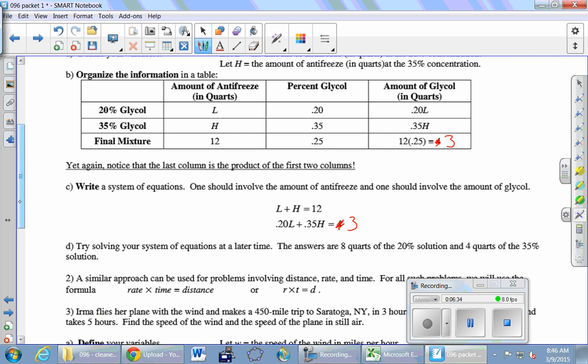So we're going to get our equations in the same way that we got them last class. Can somebody read the equation from that first column? L plus H equals 12. Everybody buy that? Add the two things together, get 12. That's that bottom equation. And somebody else read the equation from the last column.